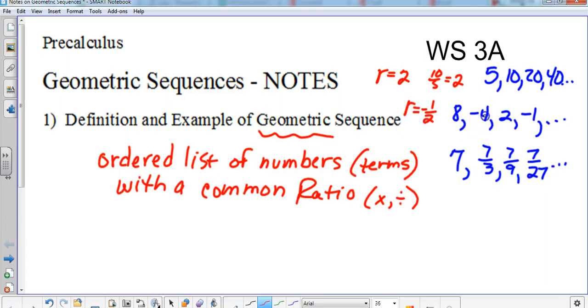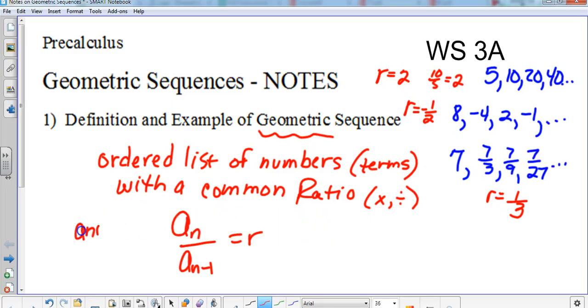And this one would be negative 1/2. Does that work for the whole way through? Okay, and it is dividing by negative 2, but we write it as the ratio is negative 1/2, okay? And this one, can you tell what they're dividing by or multiplying by? Okay, multiplying by 1/3. So to find the common ratio, you take any term and divide it by the previous term, and that should give you the ratio.